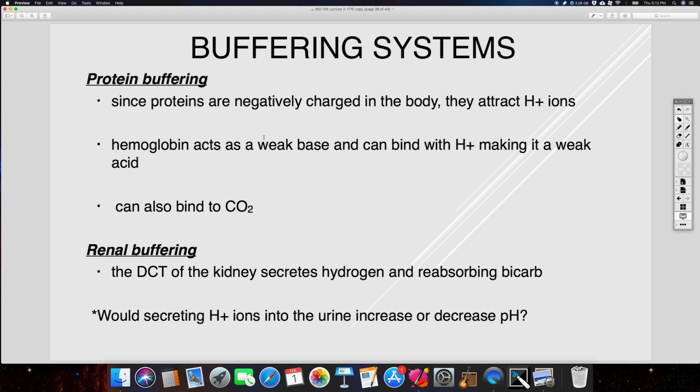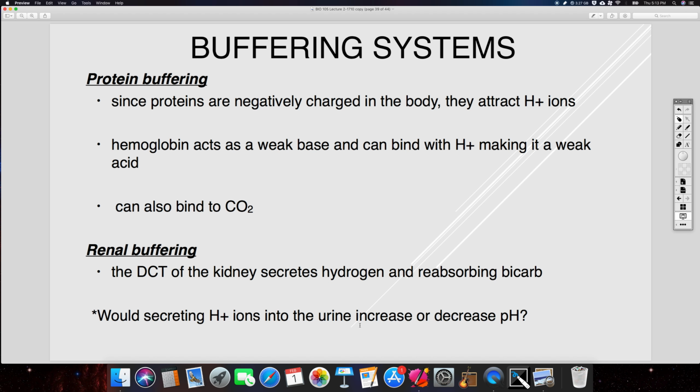A couple of other buffers here. Proteins, like I said, are negatively charged, so they can attract H+ ions. They're kind of a passive buffer. They're just there, and they can buffer very well. For example, hemoglobin can act as a weak base, bind with H+ and become a weak acid, so it can go both ways. It can also bind CO2, which you can think of as an acid. And like I said, the kidneys are very important because they can secrete hydrogens, reabsorb bicarb, make new bicarb, and excrete bicarb. They can do it all.